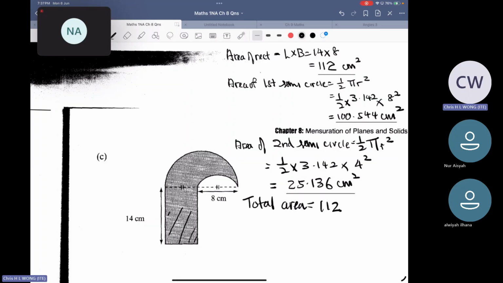112 plus 100.544 plus or minus the next one? The next one I must minus, right? I must minus this away, isn't it? Right? This one is actually 25.136. So I must minus 25.136. Which one? 112 is a rectangle, no? 14 times 8.